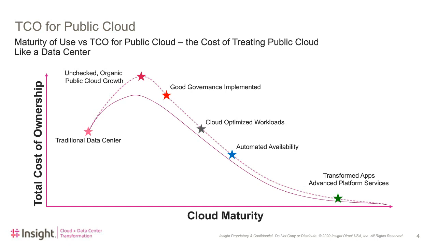So, at this point, yes, maybe you're in trouble, but you still have an opportunity to pull it out with some good governance. So if we've implemented good governance, we're on the downward trend in the curve, and then we can start to catch up as we optimize our workloads and we automate availability. Eventually, we get to about the same place as if we had done the work in advance, but it cost us a lot more to get there, and it was probably a lot more painful.